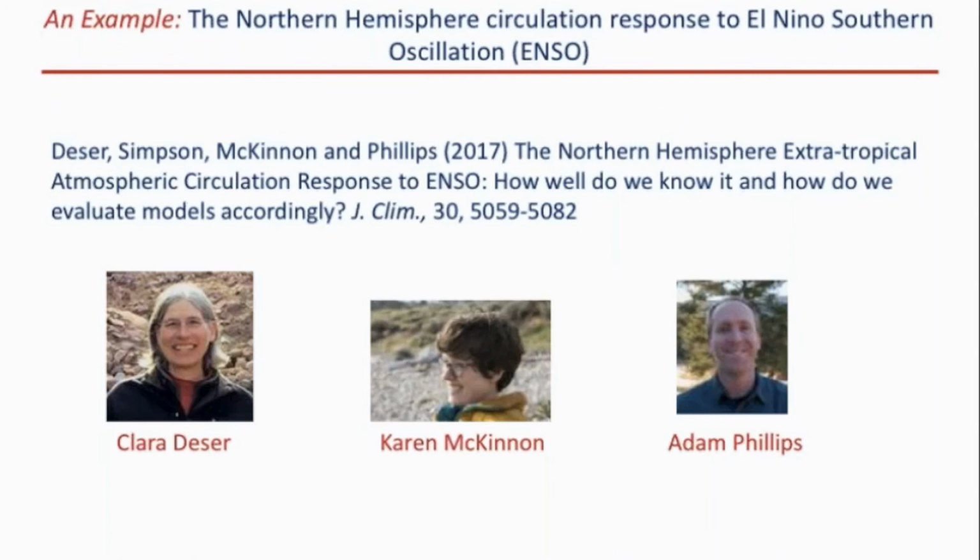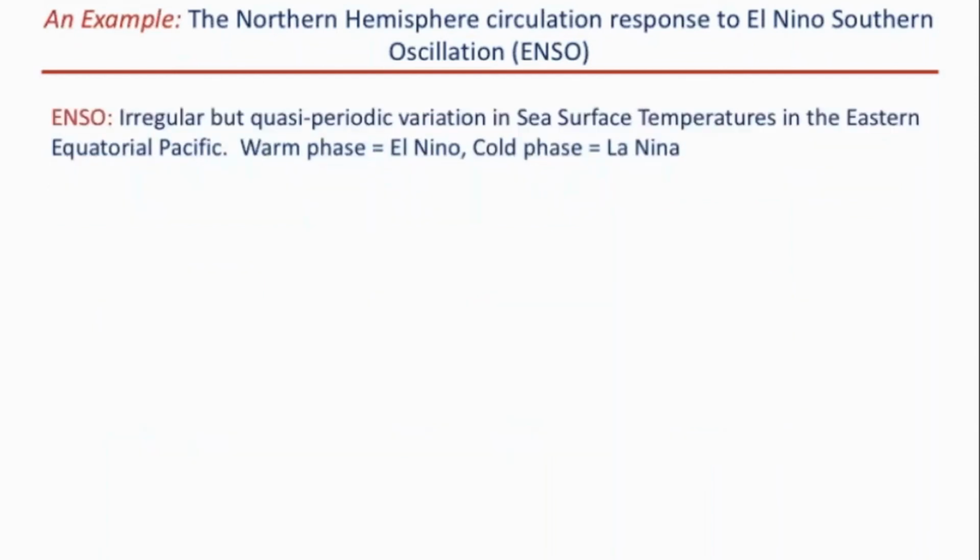And so in a short talk, I'm obviously going to have to gloss over a number of the details here, but I'm going to talk about this in one particular example, and that's the Northern Hemisphere circulation response to El Nino Southern Oscillation. So since I'm glossing over the details, this work came out this year. If you're interested, I'd be happy to talk about it with people after. This was done with Clara Deser, Karen McKinnon, and Adam Phillips, all at NCAR.